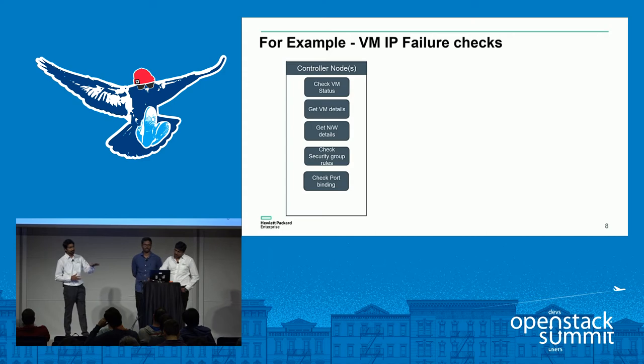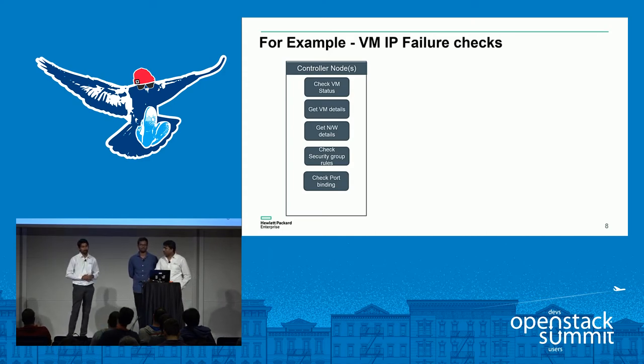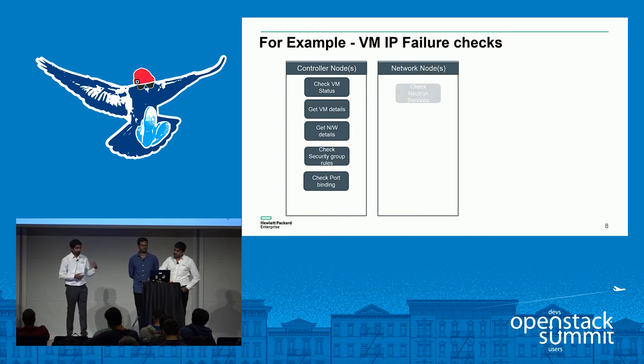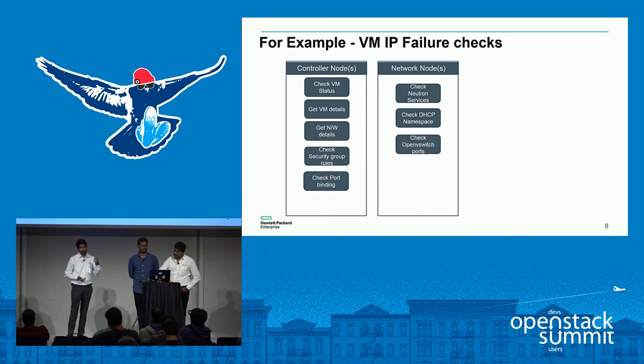I will just skim through it because I think most of you have attended the last session with detailed information, so I'll not go deep into that. We will check the port binding status, whether it is active or not. When everything is fine here, we will move to the network node and check the Neutron services: whether all the services, the DHCP service, metadata agent and other things, are active. And then we'll check the namespace.